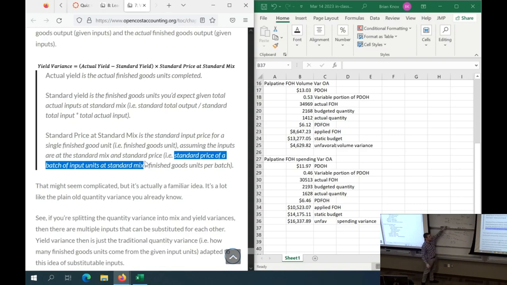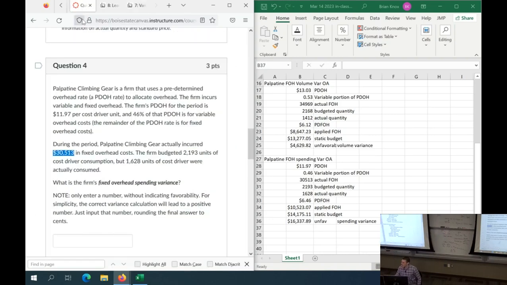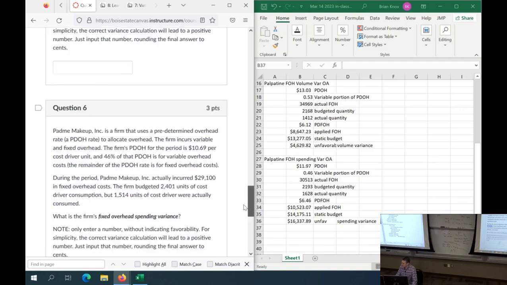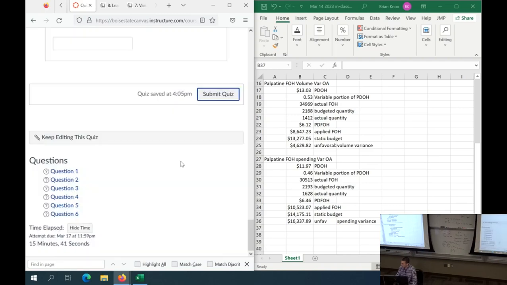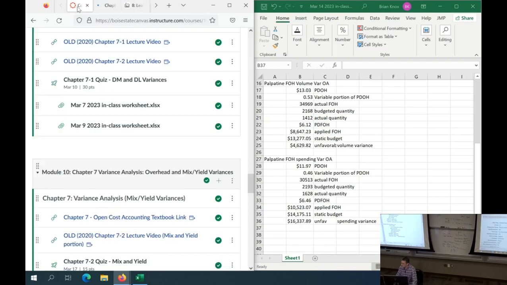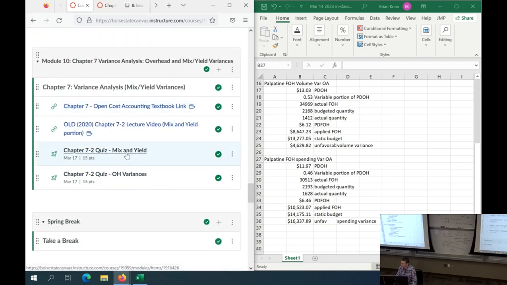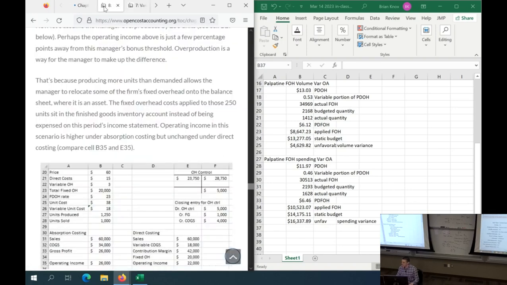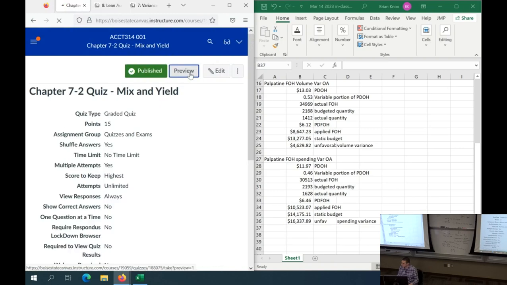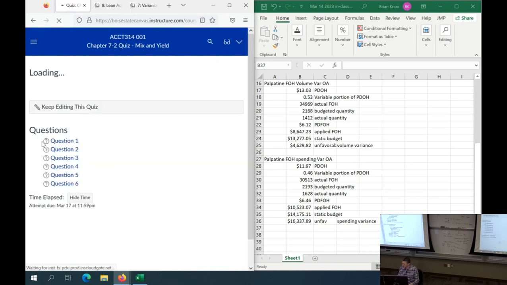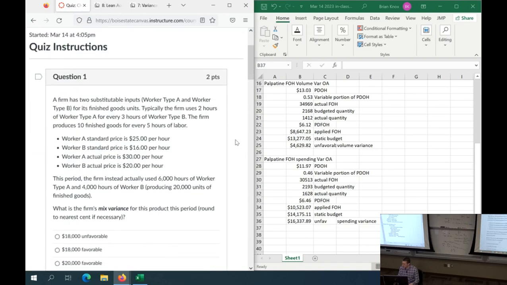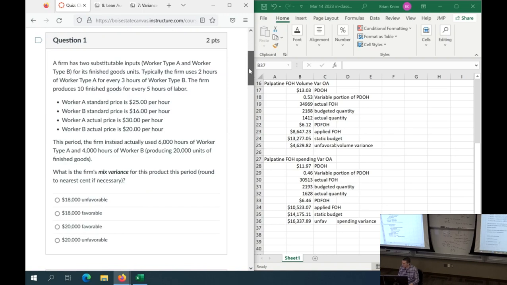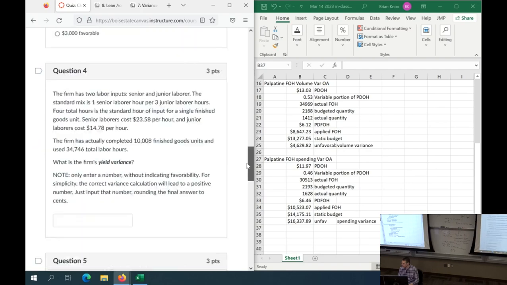All right, let's go through a couple questions, make it extra confusing for you. Oh, let's go here. Mix and yield variance. We'll close that one. All right, so let's jump right into the open answer ones. Let's see if that'll help.